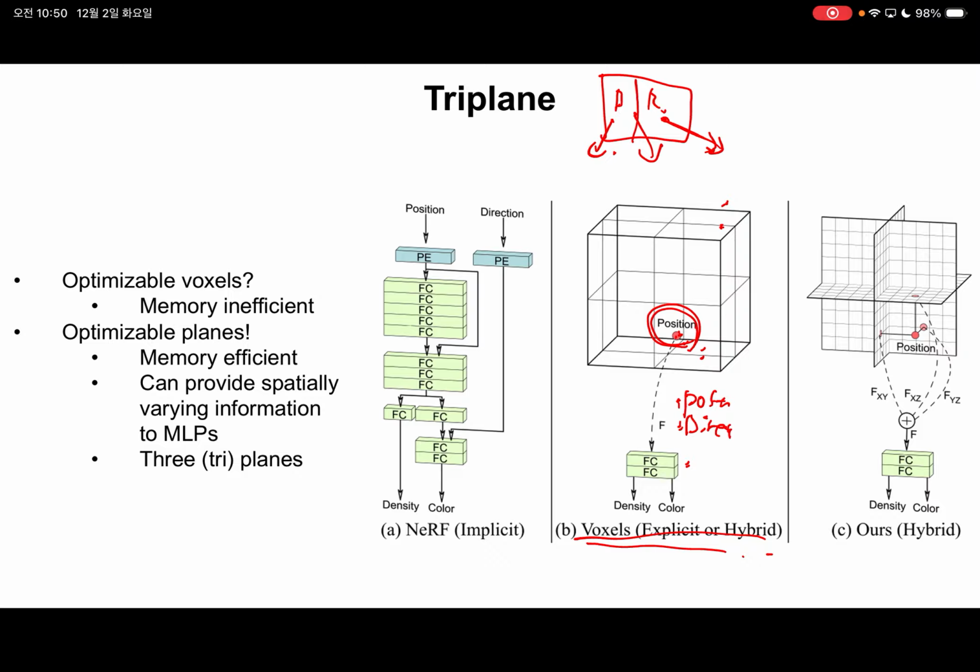but we know the drawback of voxel: it is memory inefficient. To get enough expressiveness, we need to define high-resolution voxels, which makes it memory inefficient. The alternative is this one, triplane. Tri is three, right? So there are three planes: XY plane, XZ plane, YZ plane. There are three planes.